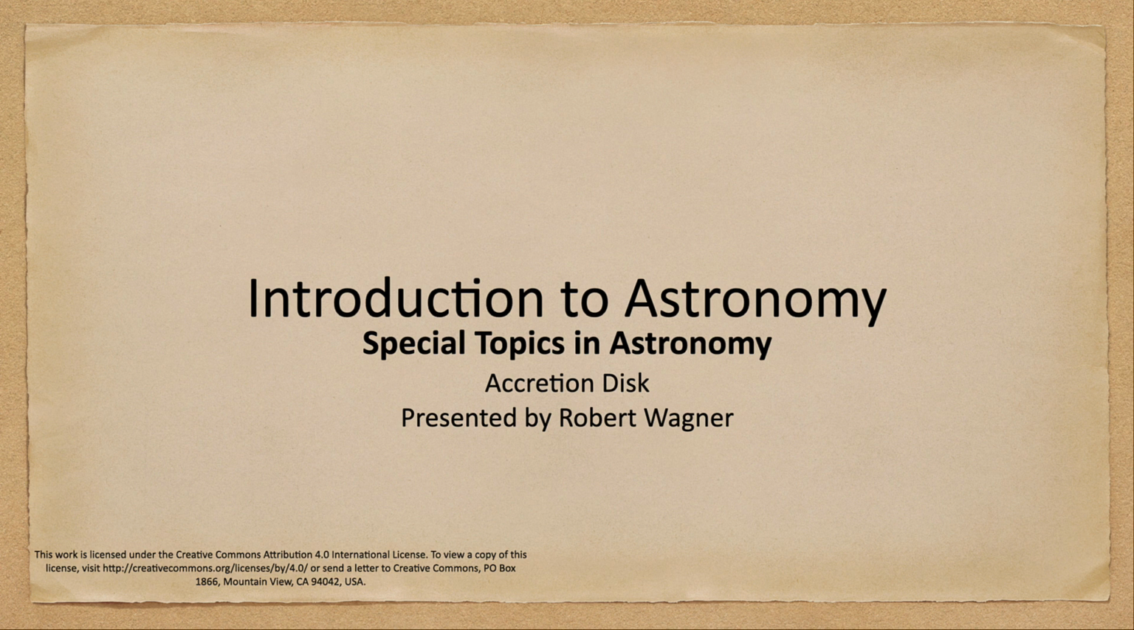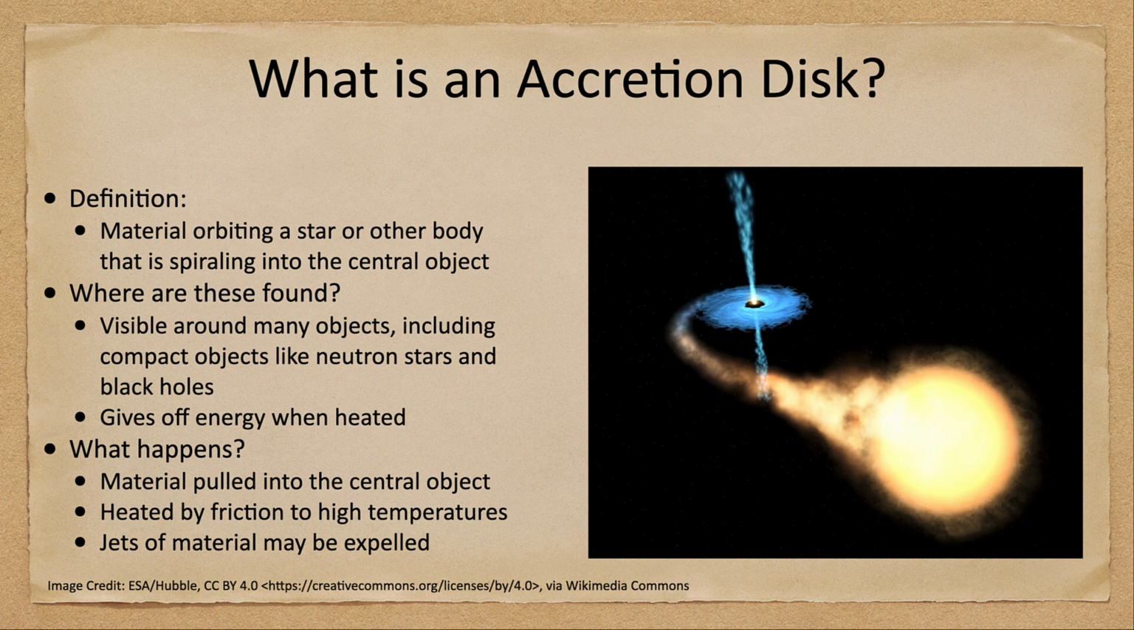In this week's special topic in astronomy, we are going to talk about an accretion disk and find out what that means. So what is an accretion disk? Well, we could define it as material that is orbiting a star or other body and that is spiraling toward that central object. So what that means is material swirling around an object as it is pulled in gravitationally.